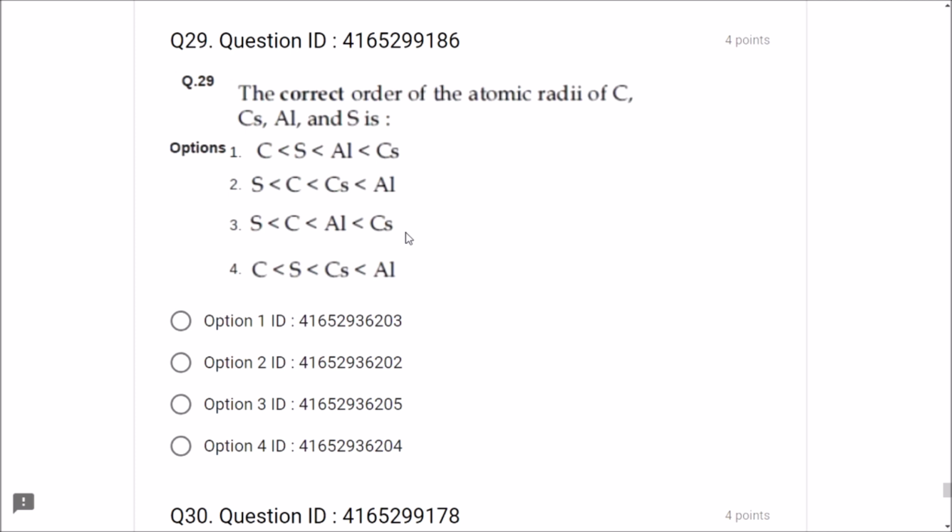Let us see the remaining. What is the smallest one among cesium, carbon, aluminum, sulfur? Carbon is the smallest one. Option number 1 shows carbon, cesium and carbon. Now, among aluminum and sulfur, which atomic radius is smaller? Sulfur is in the oxygen group and aluminum is in the boron group. Sulfur is smaller in size than aluminum. So option number 1 is correct, students.